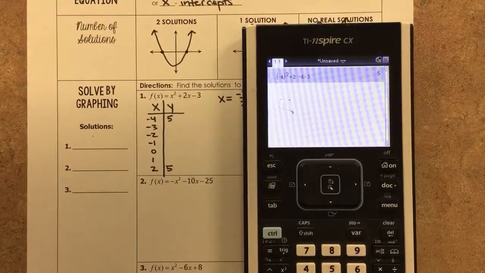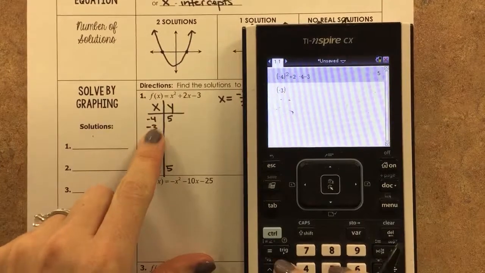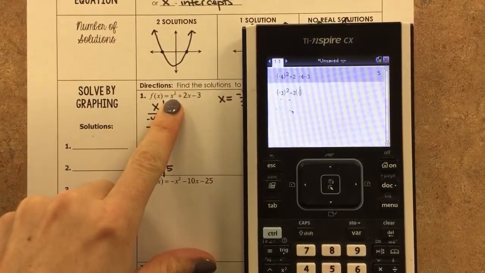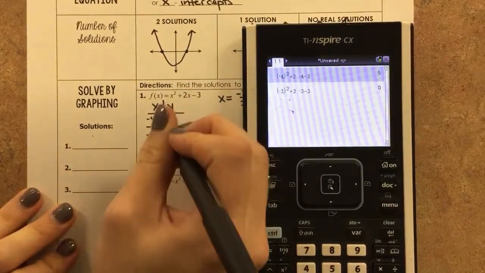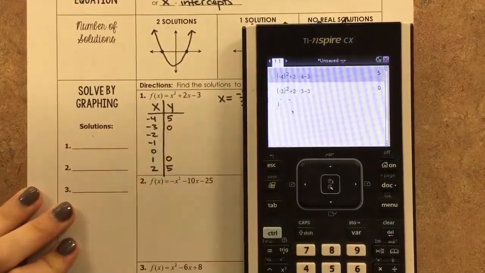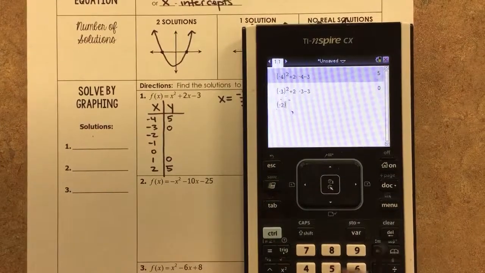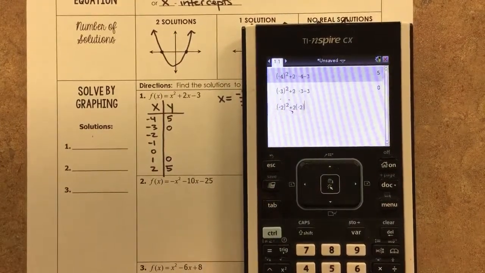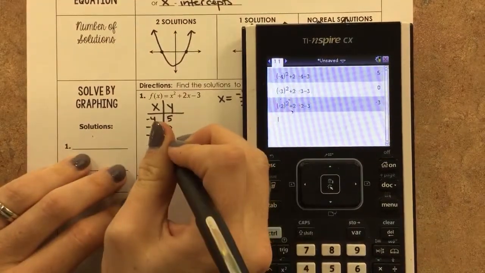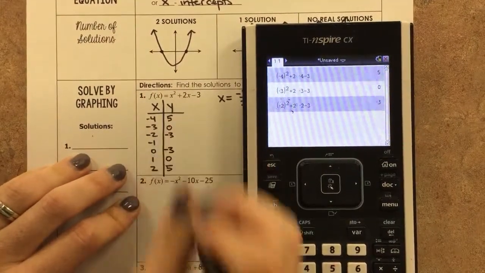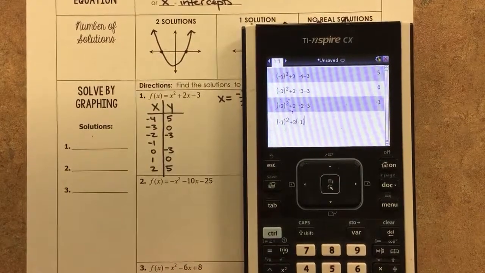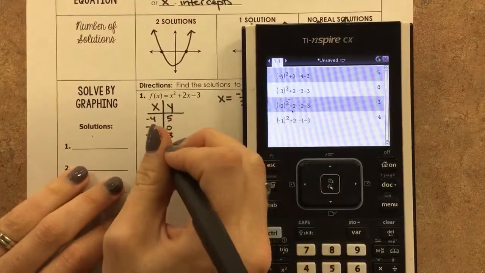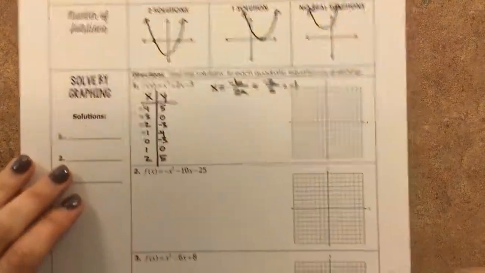Then I do the same thing with the first few. Negative 3 squared plus 2 times negative 3, and then minus 3. The second one would end up being 0. If this is 0, then this is 0. Negative 2 next: negative 2 squared plus 2 times negative 2 minus 3. That gives us a negative 3 right here and a negative 3 right here. And the last one is the vertex. So sub that negative 1 into the exact same formula, and this gives us a negative 4.